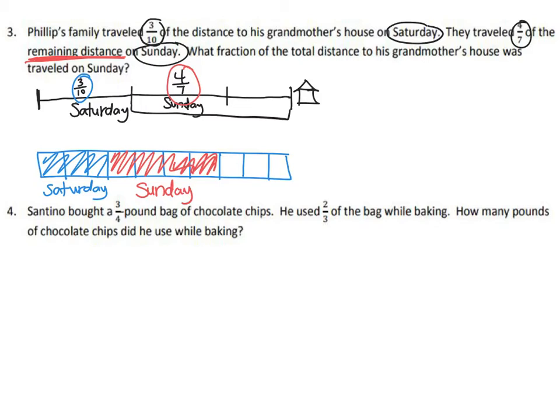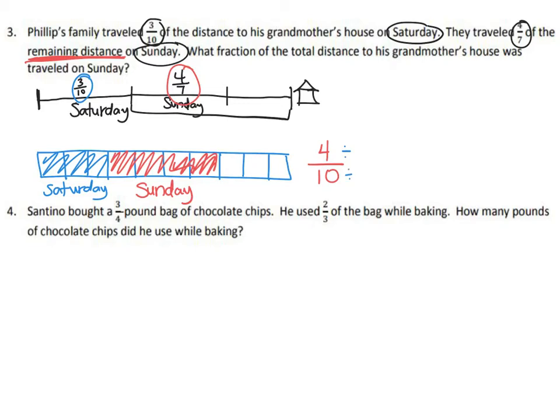Now, what fraction of the total distance to his grandmother's house was traveled on Sunday? So we're just looking at this part. How many are shaded? 1, 2, 3, 4. 4 of them were shaded out of how many total? 1, 2, 3, 4, 5, 6, 7, 8, 9, 10. So 10 total. 4/10. Can that be reduced?